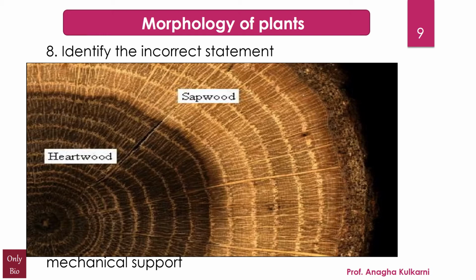Now, in woody trees, the central portion of the stem is always dark, right? Because this is hard and tough due to the depositions of resins, tannins, gums, and so on. So this central hard, tough and darker region forms the heartwood.